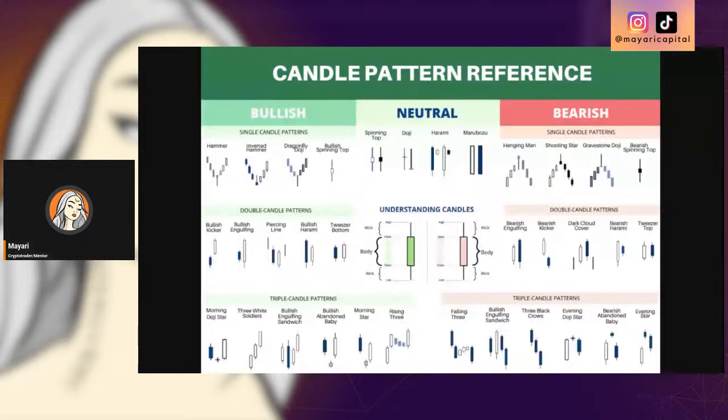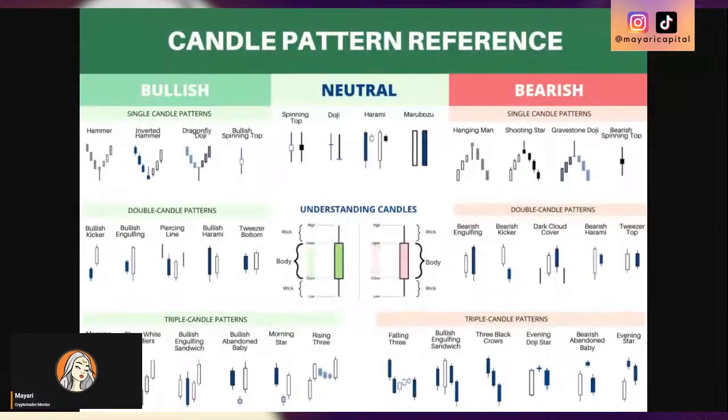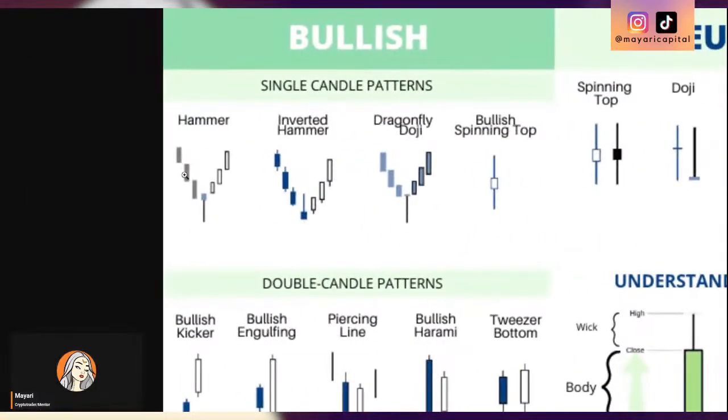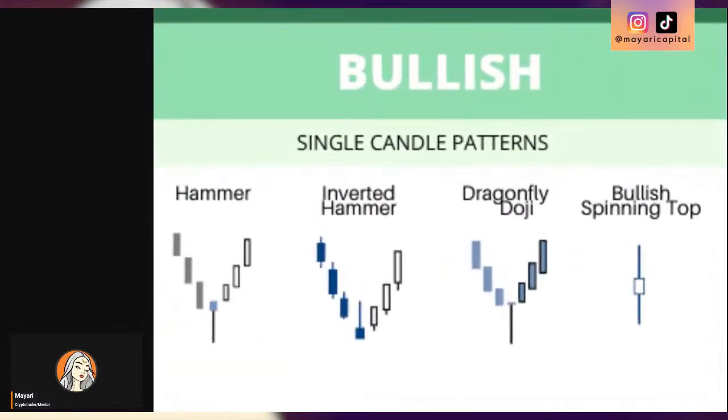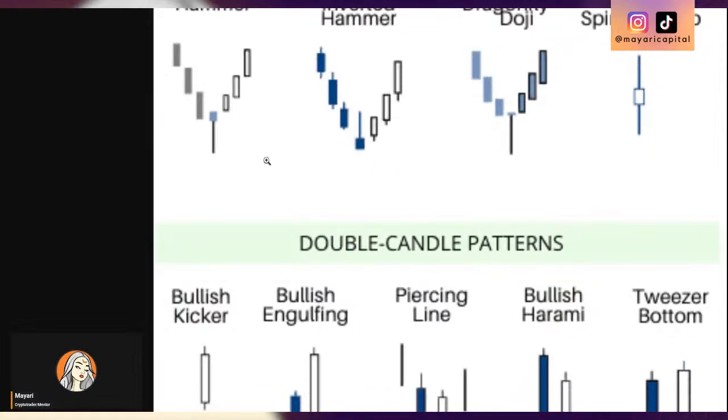So this one right here, guys. If you can see, there are three categories: the bullish, neutral, and then the bearish. Let's talk about the bullish one first. If you can see this candlestick right here. I'm not quite sure if you can see my cursor. Please let me know if you can see my cursor.